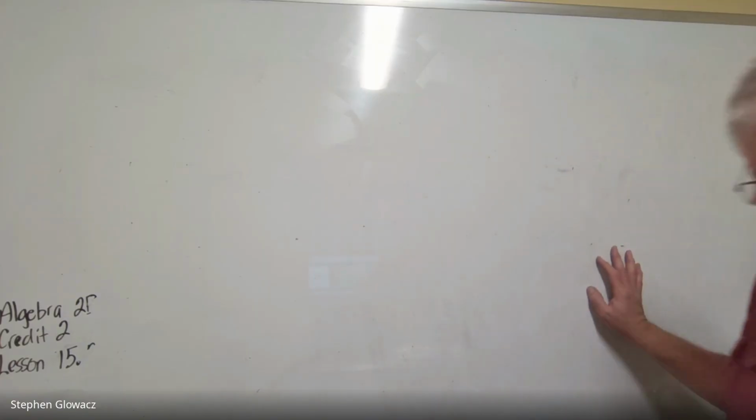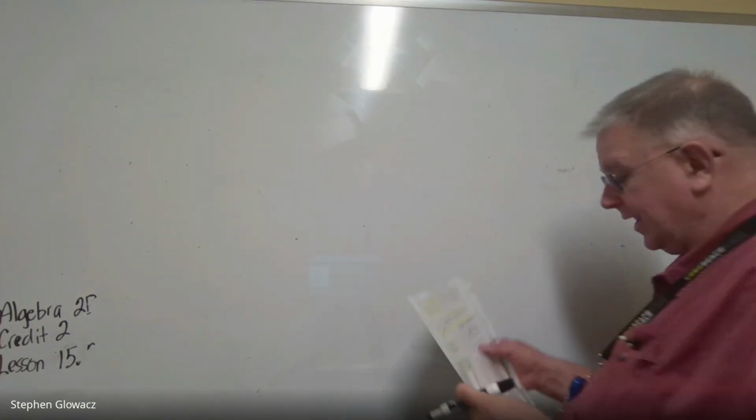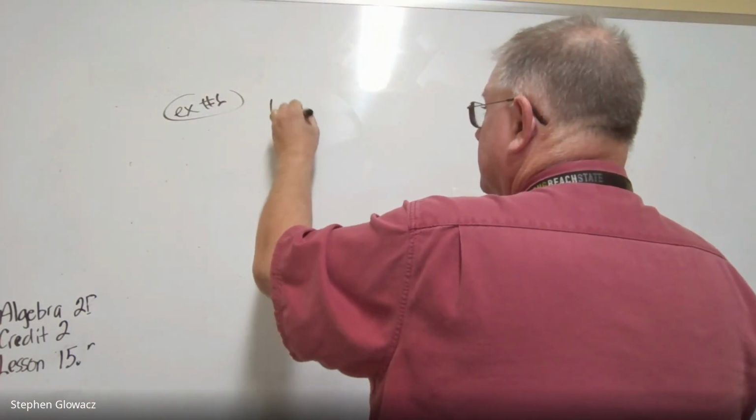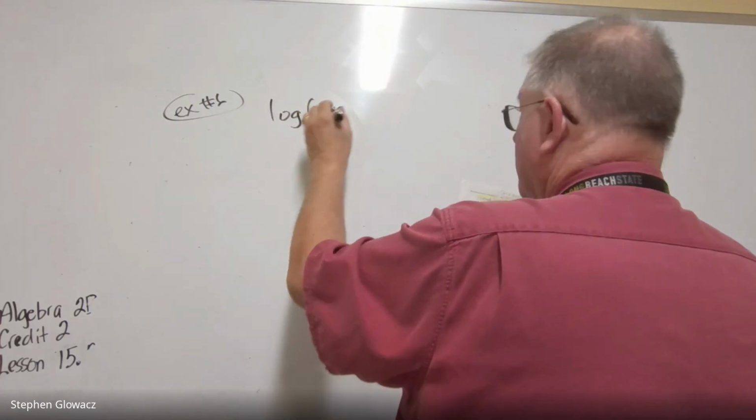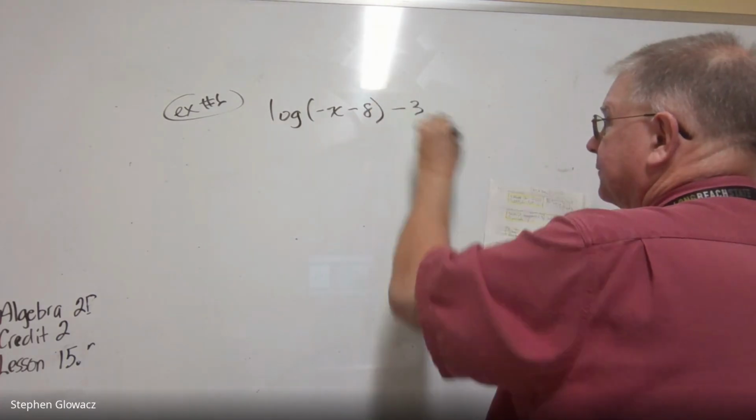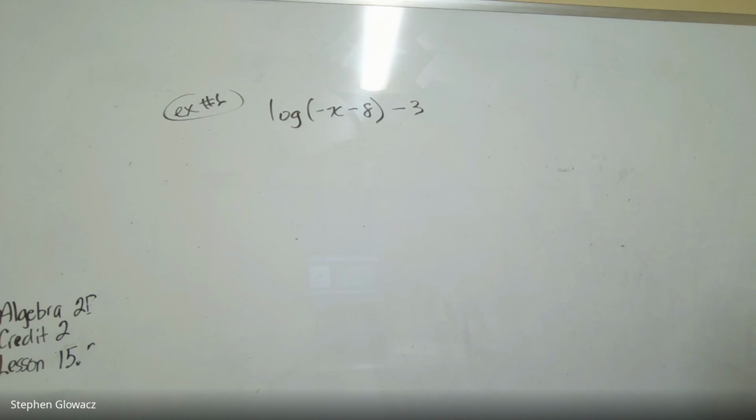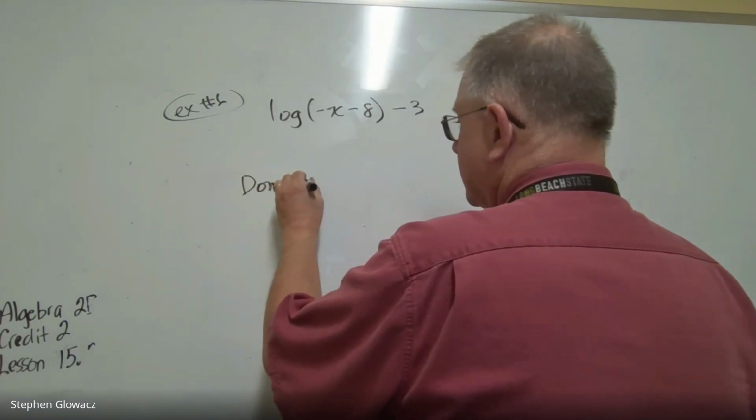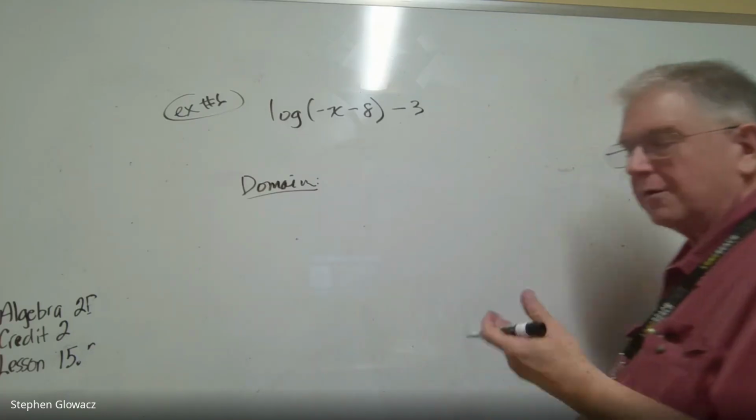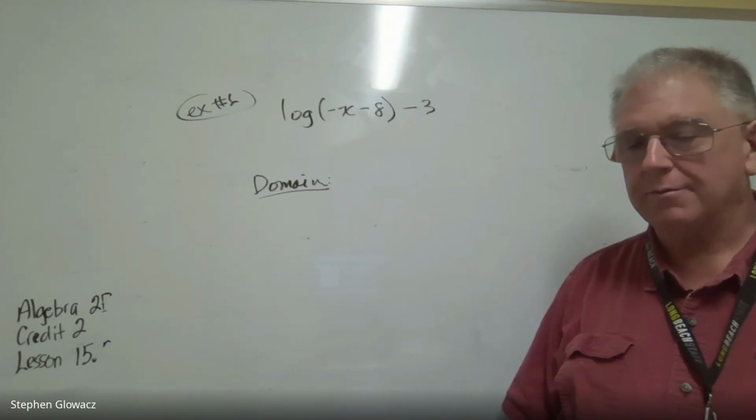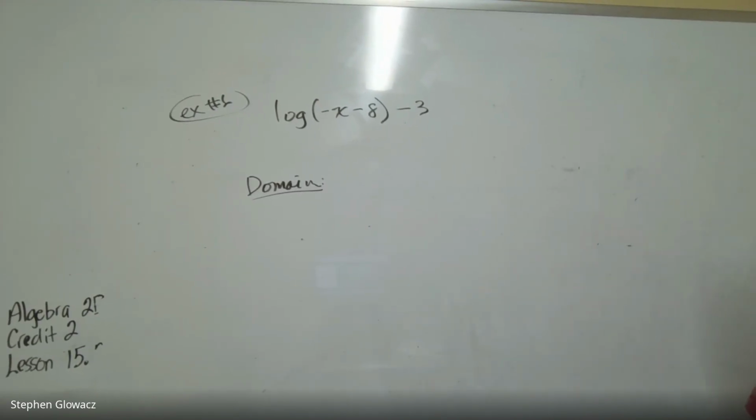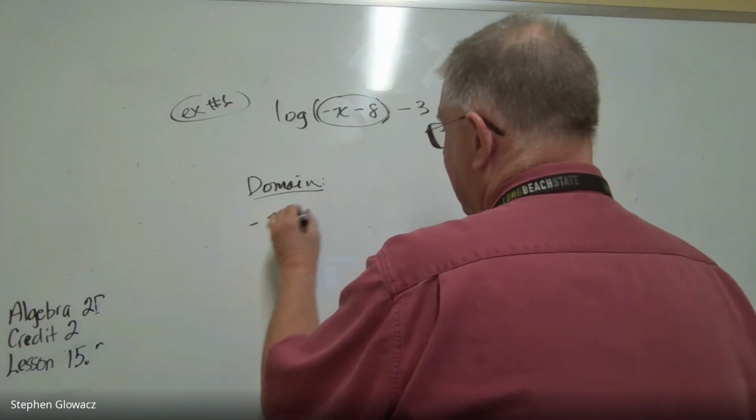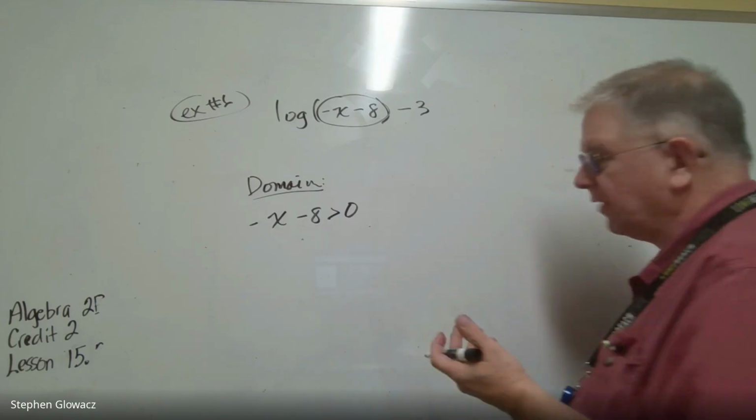And here we go, our last one. We have log of negative x minus 8, minus 3. All right, so we'll start with the domain. Once again, we're going to put the answers in interval notation. Starting with the domain, we already know there's not going to be any work for the range because the range is going to be negative infinity to positive infinity. So we take the expression that we're taking the logarithm of, and it has to be positive, so greater than 0.